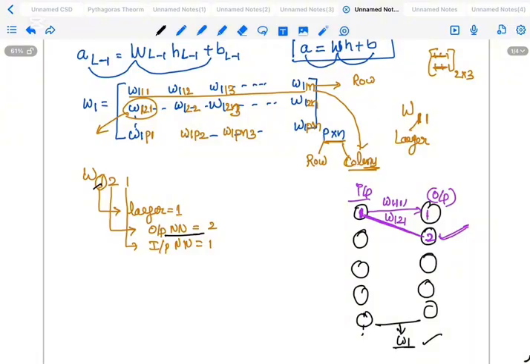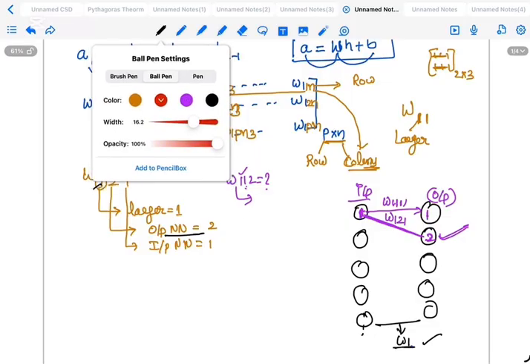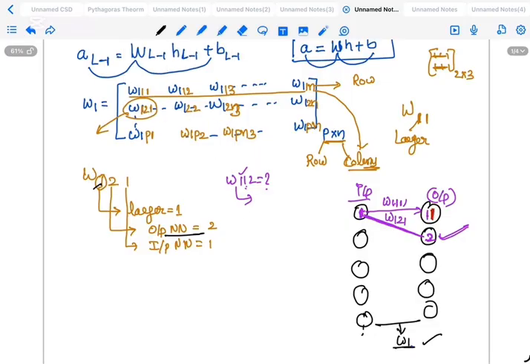If they are asking to find W112, that is in the first layer W1, connected from the second neuron to the first neuron. So this one is W1, first layer, and the output is the first neuron, and the input is the second neuron. This value is what they are asking, W112, like that.